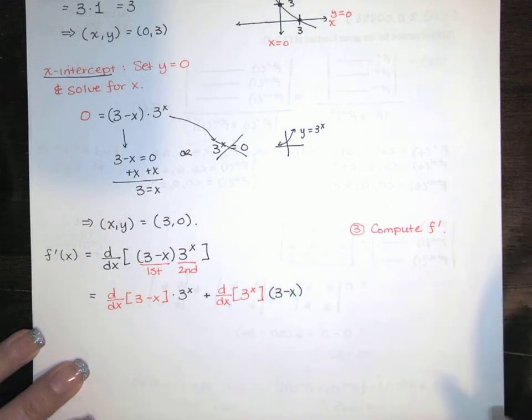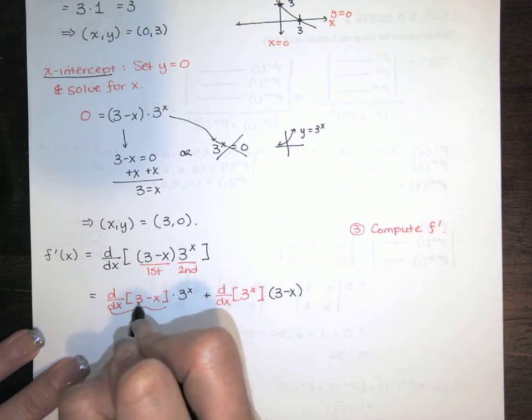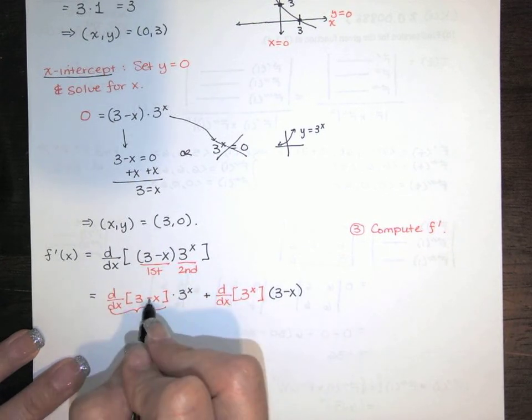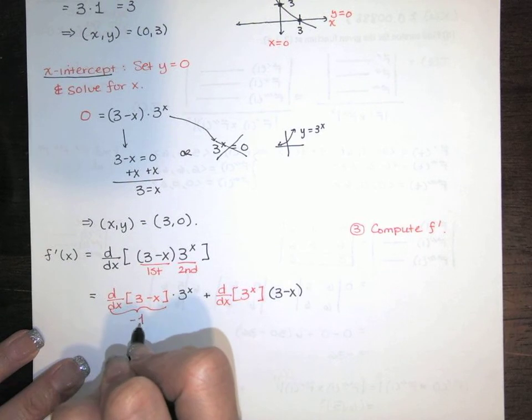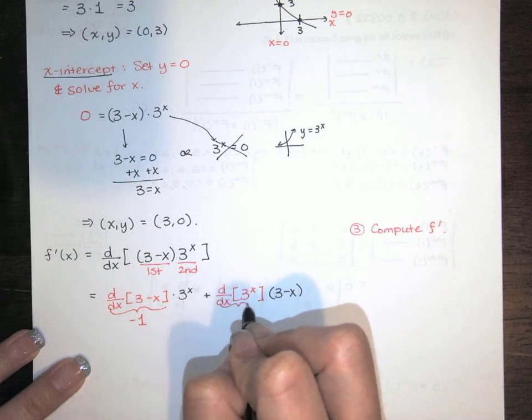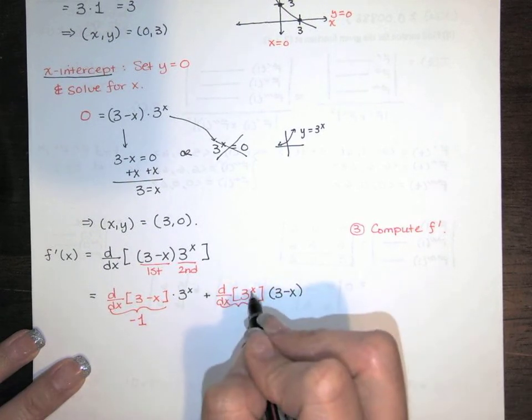Okay, then we just compute those two derivatives. Derivative of 3 is 0. Derivative of negative 1 times x is negative 1. And over here, I've got 3 to the x power.